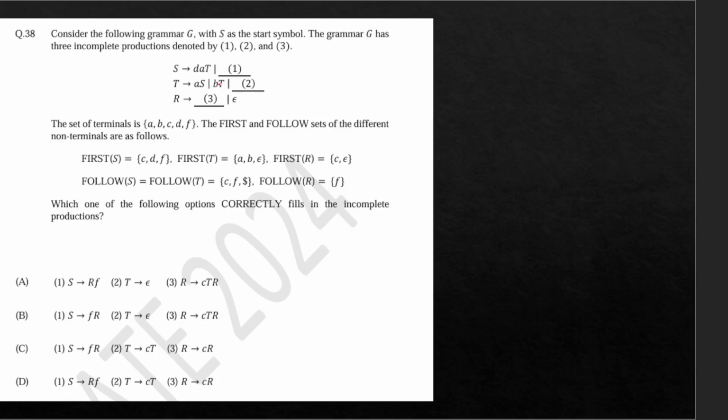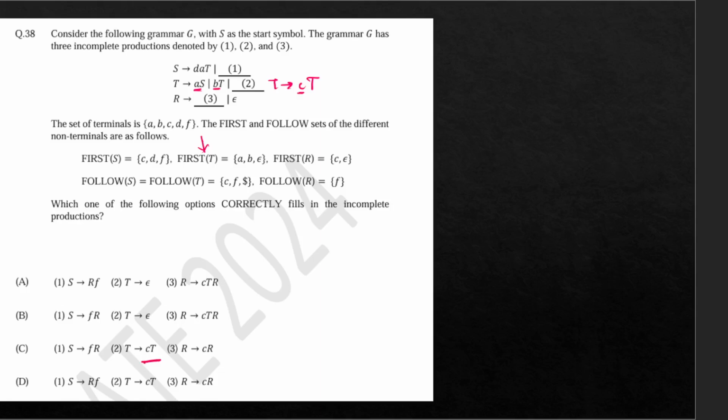So what are the incomplete productions? How will we get to know? Look carefully at options C and D. They are incorrect. Why? Because if we substitute in second, T giving CF, T giving CT, this is wrong. Why? Because if we take out the first of T, what is the first of T? A, B, and epsilon it should have, but it is having C. So this is clearly wrong.